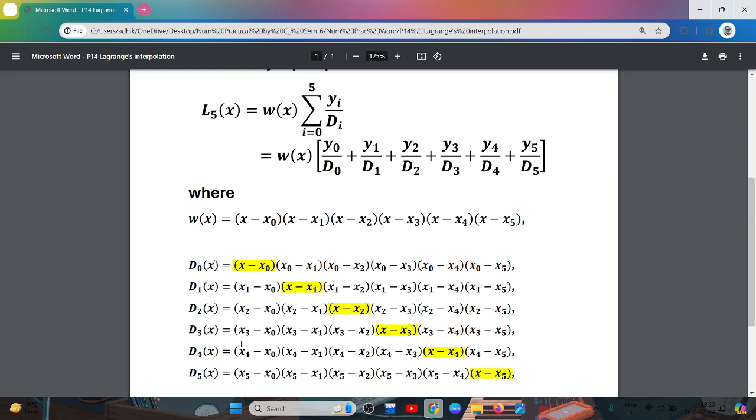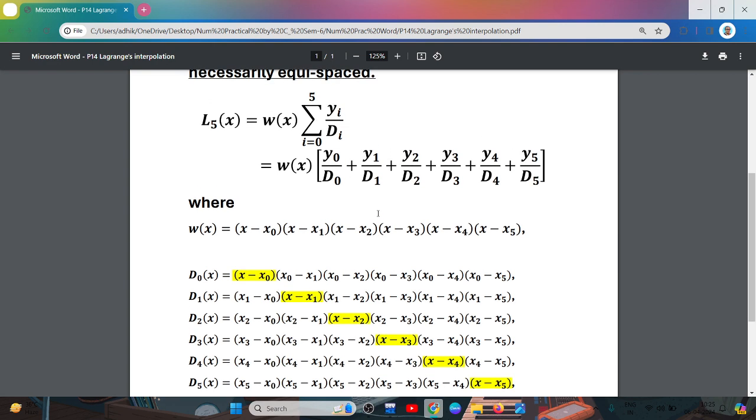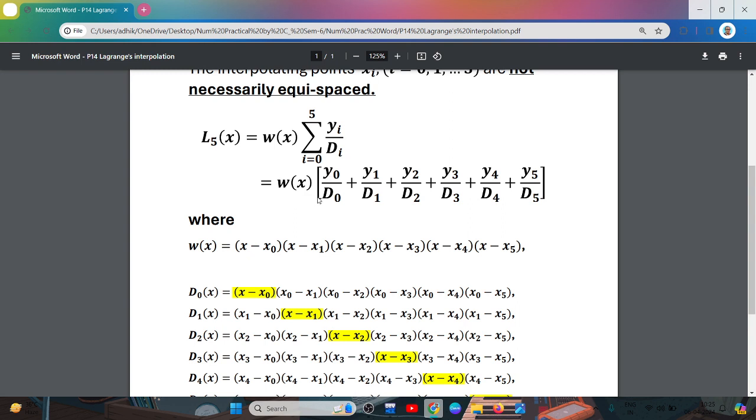And similarly for d3, the factors are x3 minus xi, and only when i equals 3 is the factor x minus x3. d4 is this and d5 is this. So you can easily calculate d0, d1, up to d5 and the w(x) here.